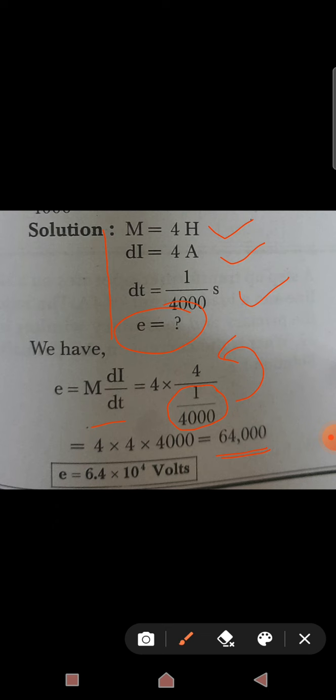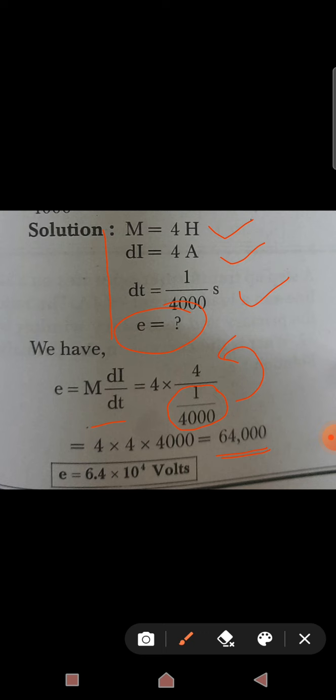Now this 64,000 we can write in the decimal format, that is 6.4 into 10 raised to 4 volts. Friends, here we have calculated the EMF produced in the secondary coil. So here we have used the mathematical formula E is equal to M into di by dt. Based on that, we have got the final answer. So I hope you understood this solution.